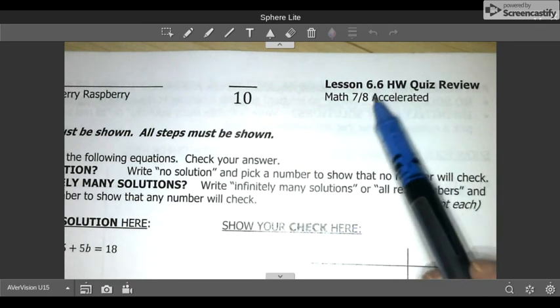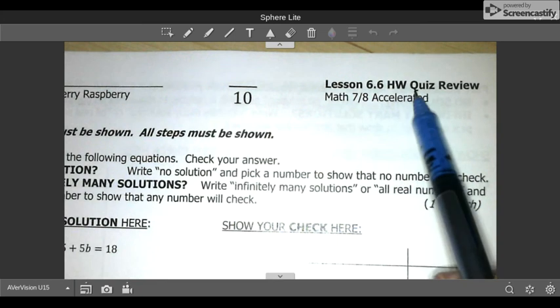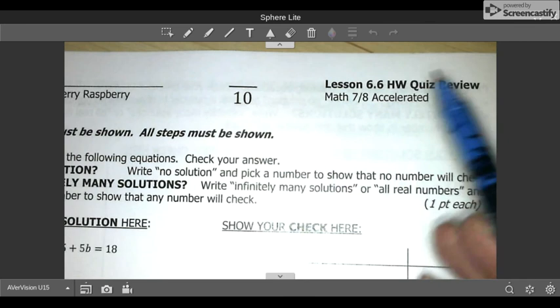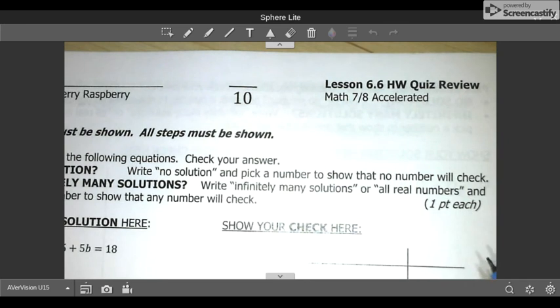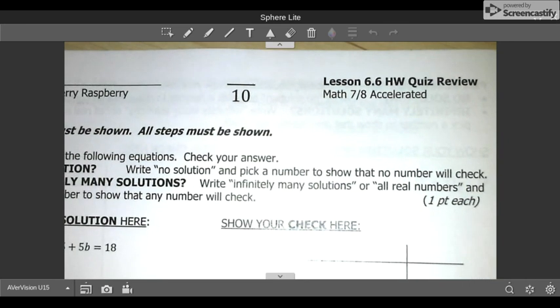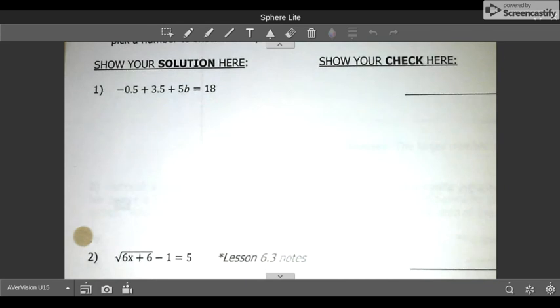Now, what I expect you to do is try these homework problems first on your own, and then come watch the video, make sure that your answers are correct. And if you got stuck on a problem, watch how I solve it and be ready to do that similar problem on your quiz. All right, so I'm going to start here.